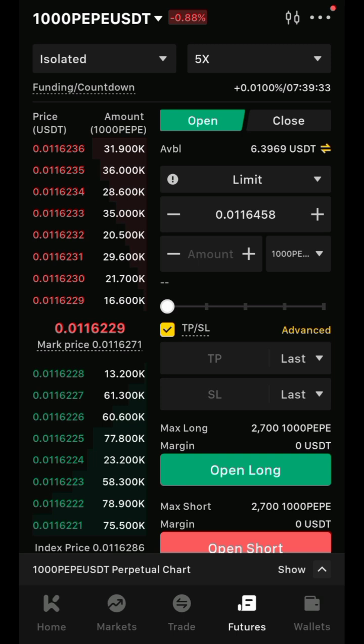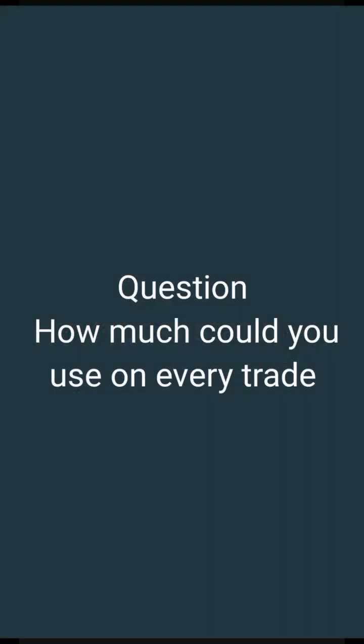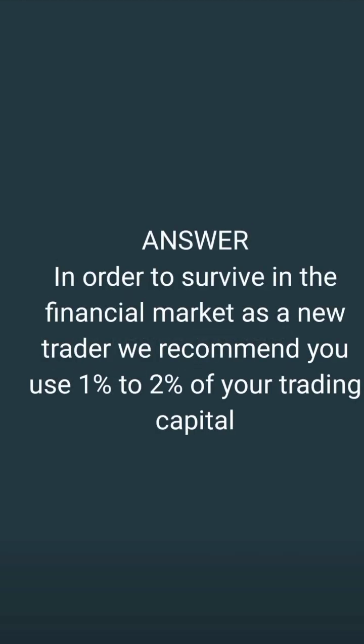Now, your question should be, how much could you use on every trade? And your answer should be, in order to survive in the financial market as a new trader, we recommend you use 1 to 2% of your total trading capital.